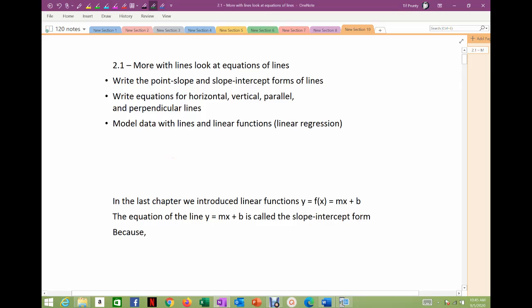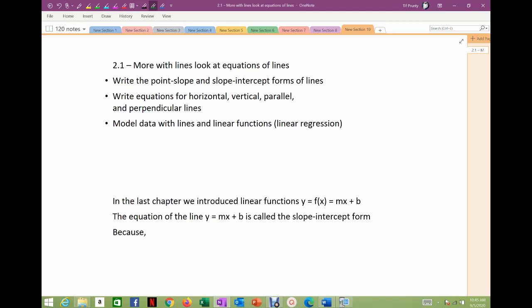Okay, so we're starting chapter 2, and the very first section of chapter 2 is really going to be revisiting something we talked about in chapter 1. We're going to look at more with equations of lines. We introduced the linear function in chapter 1, and we're still going to have the linear function. What we're doing is looking at lines in more detail in this section.